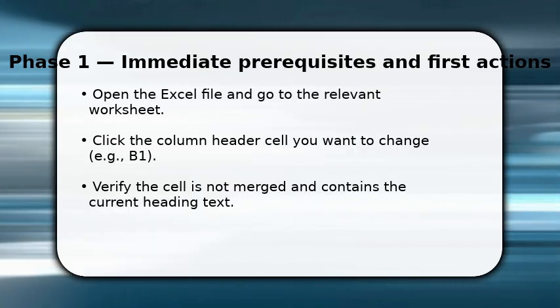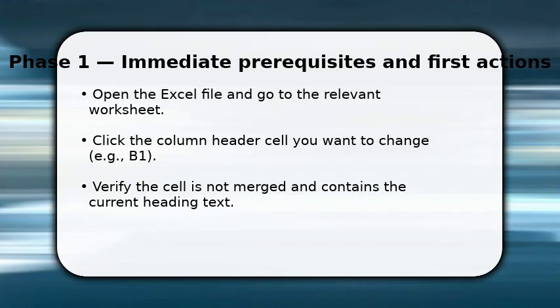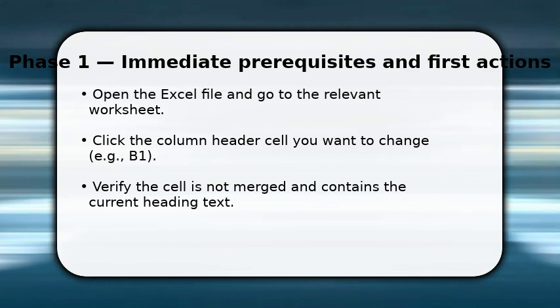If protected, unprotect the sheet via Review, Unprotect Sheet. If merged, unmerge first. You do this now so edits are applied cleanly. This prevents confusing alignment or data shift later when you rename the column.